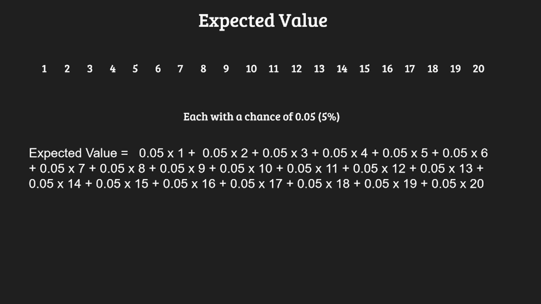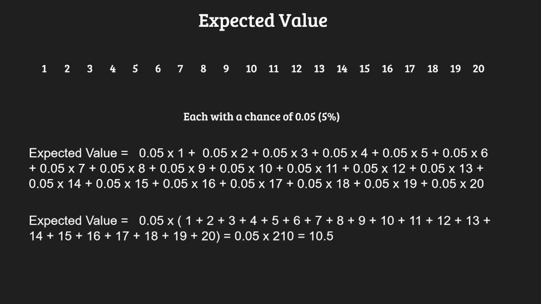We can imagine putting the 0.05 in parentheses in front of this, and we're going to get 0.05 times 1 plus 2 plus 3 plus 4 plus 5, etc., until we add up all the numbers between 1 and 20. And we'll get 0.05 times 210, which gives us an expected value of 10.5. In fact, if we had a die we could roll that had 0 through 20, the expected value of that would be a 10.